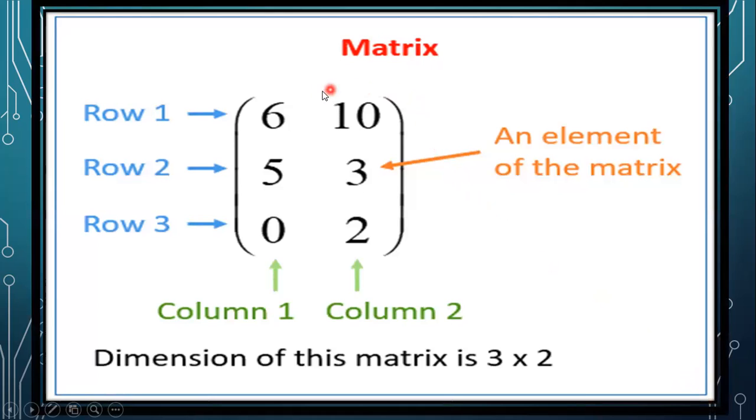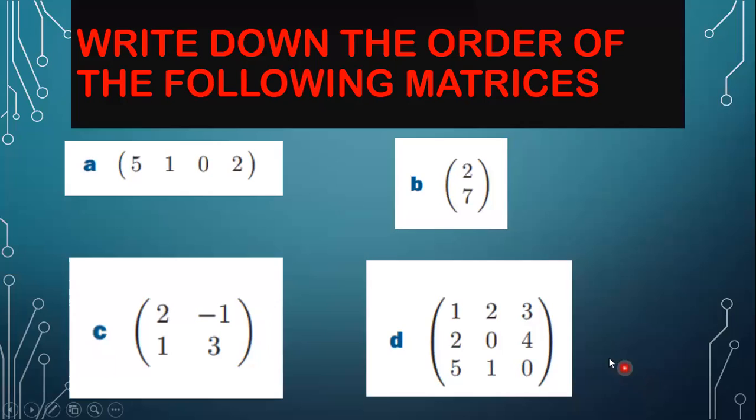For example, if you look at this matrix here, this is the first horizontal arrangement of elements, the second and the third. So this is the first row, this is the second row, and this is the third row. Then the vertical arrangement of elements is this and this. So this is the first column, and this is the second column. So that means that this matrix has 3 rows and 2 columns. So its order or dimension is a 3 by 2 matrix. So this one here is read as a 3 by 2 matrix.